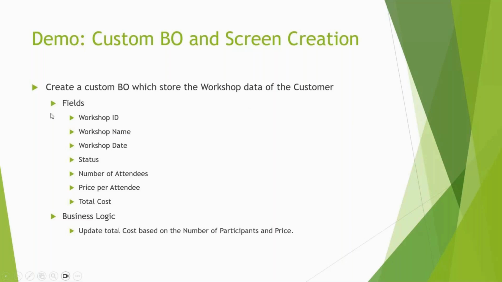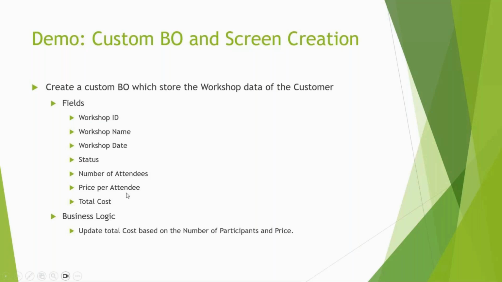So let's say we have some fields which are from the custom view. Workshop ID is a unique identifier, which is useful if the customer has 10 or more workshop data, so it's a unique distinguisher. Then the workshop name, when the workshop is conducted, and the status, whether it is planned, completed or in progress. These are the fields which are mainly used to store the data.